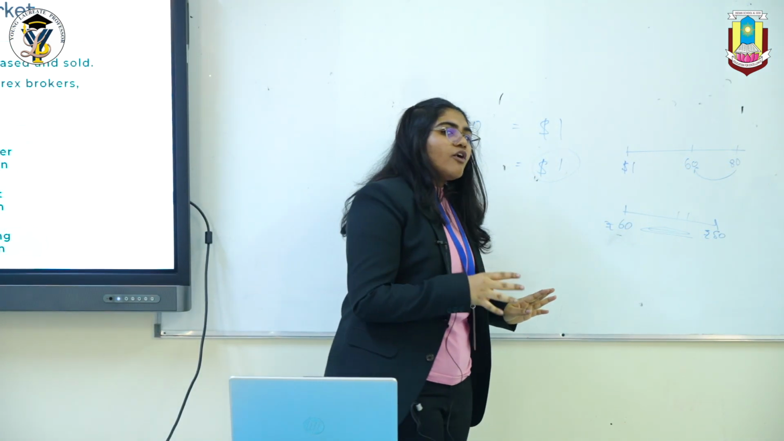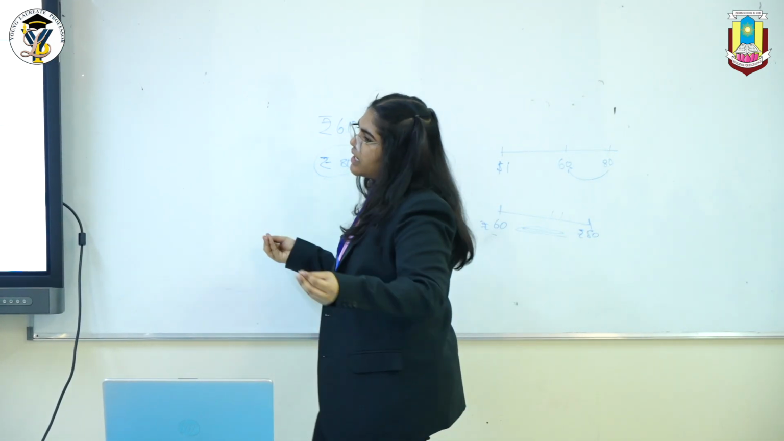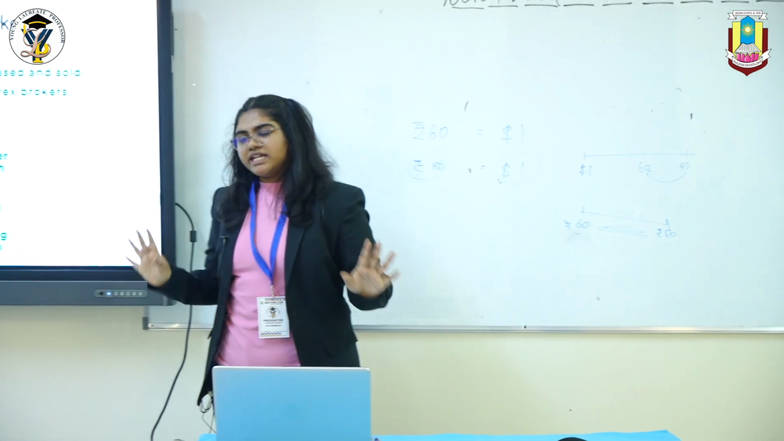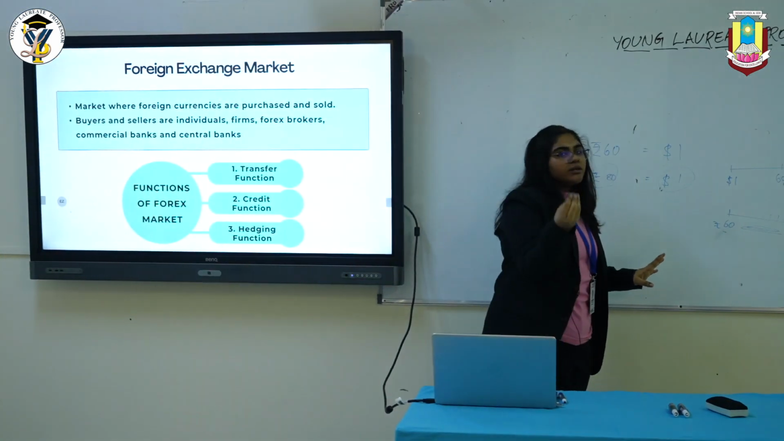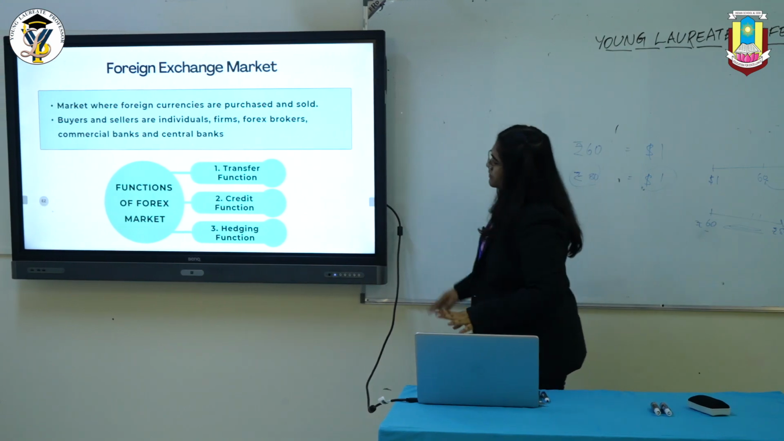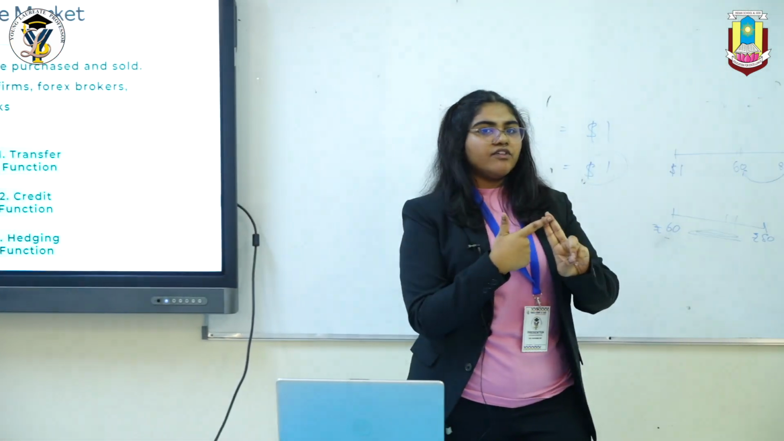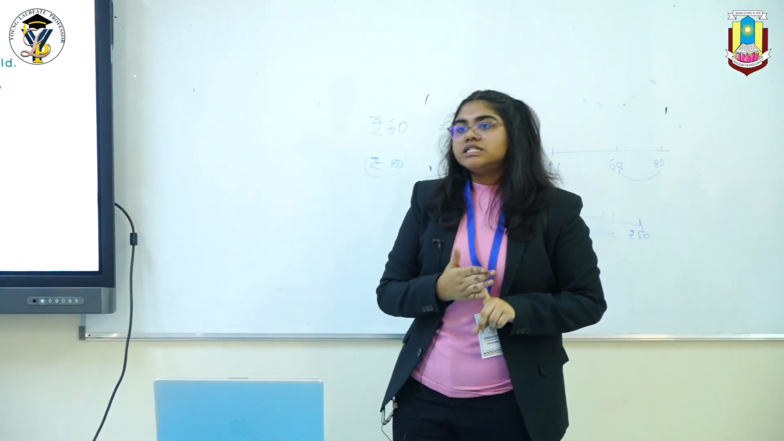Last topic. Foreign exchange market. Like a vegetable market, where you go and buy vegetables, in the foreign exchange market, you buy and sell foreign exchange. As simple as that. Who are the buyers? Who are the sellers? Any individual, any firms, brokers. Three functions of the forex market: transfer function, credit function, and hedging function.